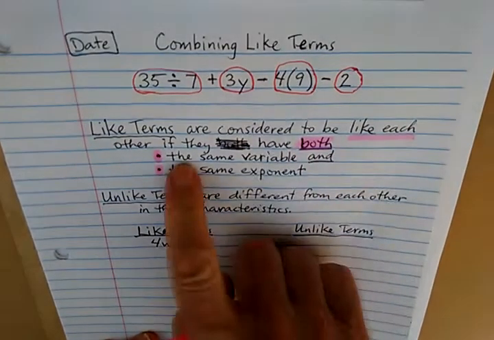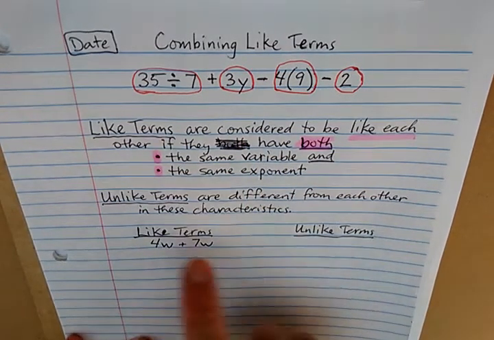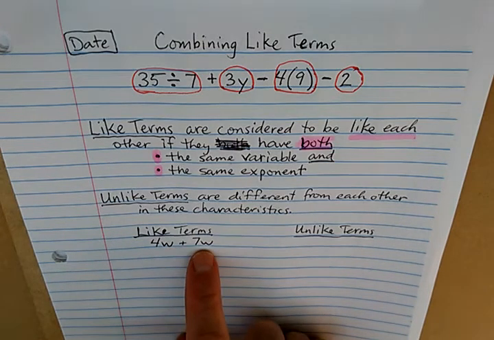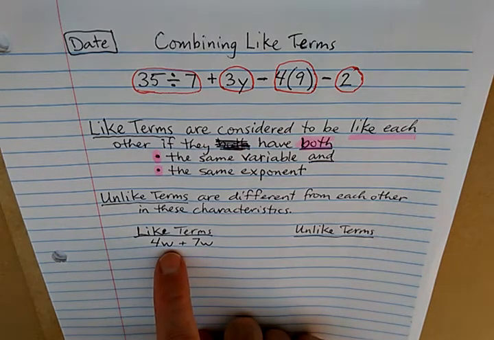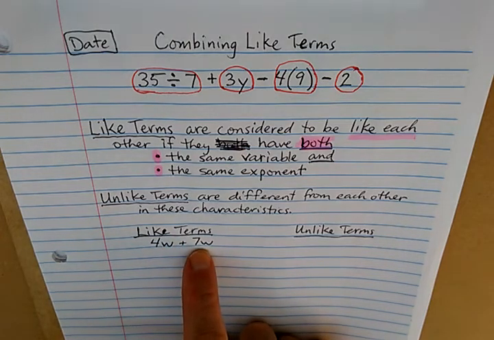They have to have the same variable, and they have to have the same exponent. So when we look at 4w, the variable is w, and we look at 7w, the variable is w. They have the same variable, and they also have the same exponent, which means in this case we don't see an exponent. We don't see a little number up on the shoulder. So that means they just don't have that. And they're like each other in that way.